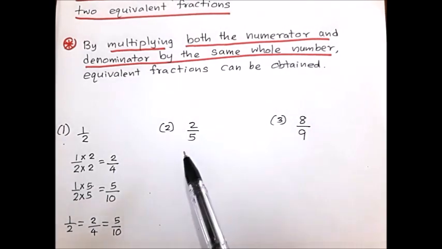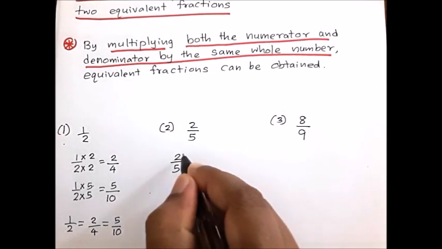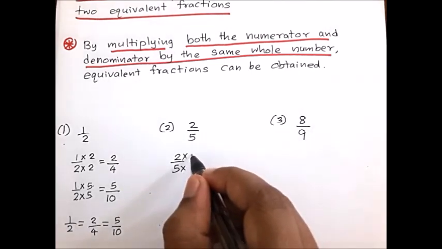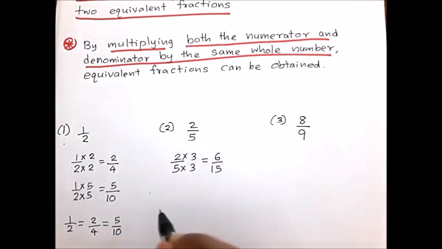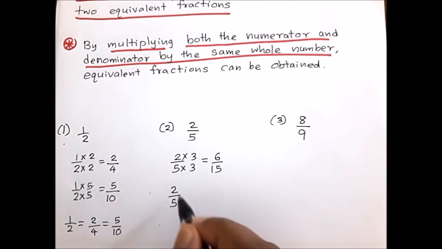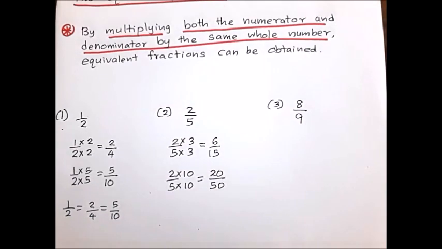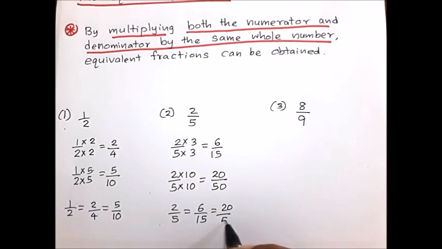Then second one, I am going to write two equivalent fractions to 2 over 5. Multiply both numerator and denominator by any whole number, same whole number. Here I am going to take it as 3. 2 multiplied by 3, 6. 5 multiplied by 3, 15. Then I am going to write another equivalent fraction. I am going to multiply here by 10. 2 multiplied by 10, 20. 5 multiplied by 10, 50. Now these three are equivalent fractions. 2 over 5 equal to 6 over 15 equal to 20 over 50.